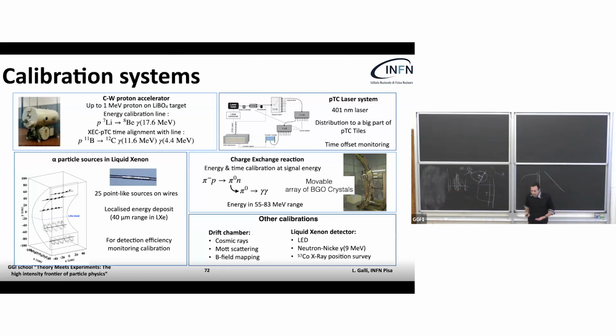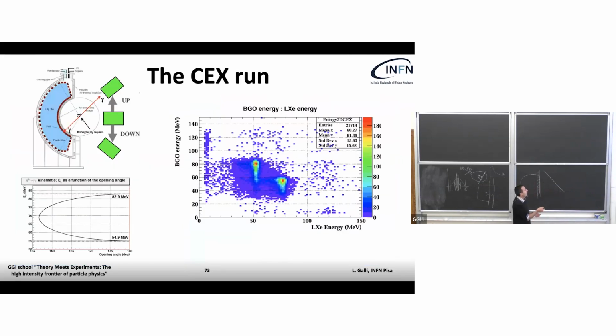The pi 0 is traveling, there is a boost. So in the detector laboratory frame, you have a flat distribution of photons from 55 to 83 MeV. But if you use a back-to-back auxiliary calorimeter to study a region in the xenon in coincidence with a region on the other side with this auxiliary BGO, you define the opening angle of the 2 photons to be in this region here.